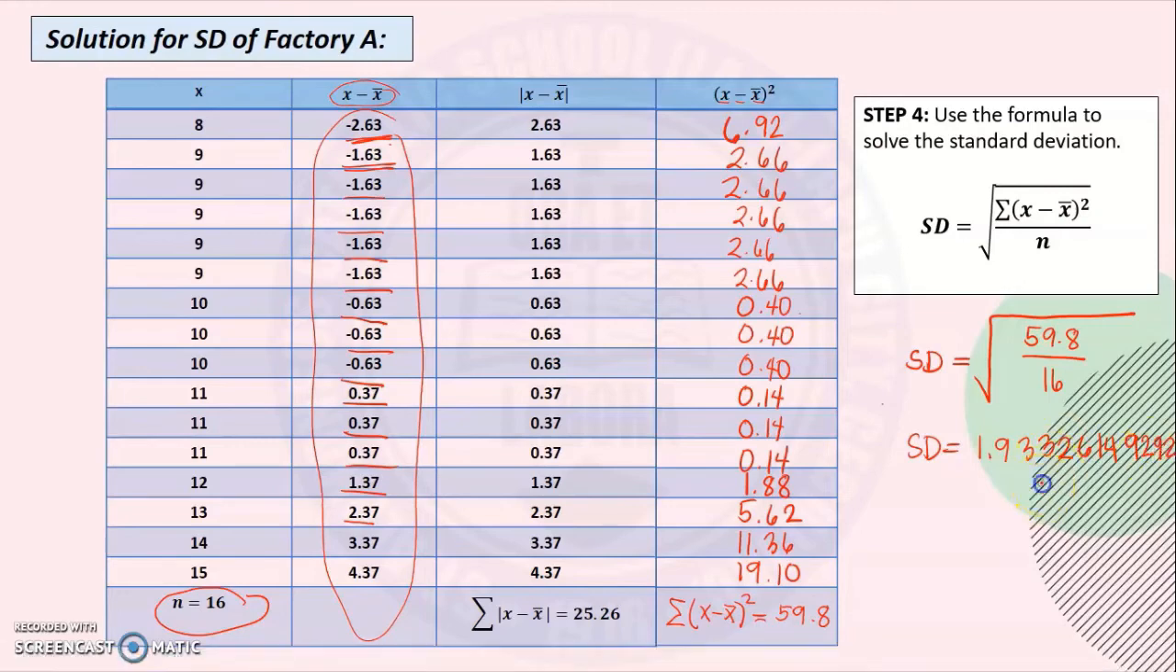So, the answer is, standard deviation is equal to 1.933261499292. This is not yet our final answer because we can see many decimal places, so we need to round off our answer to only 2 decimal places. So our final answer would be standard deviation equals 1.93. So this is the standard deviation of the first factory, factory A.